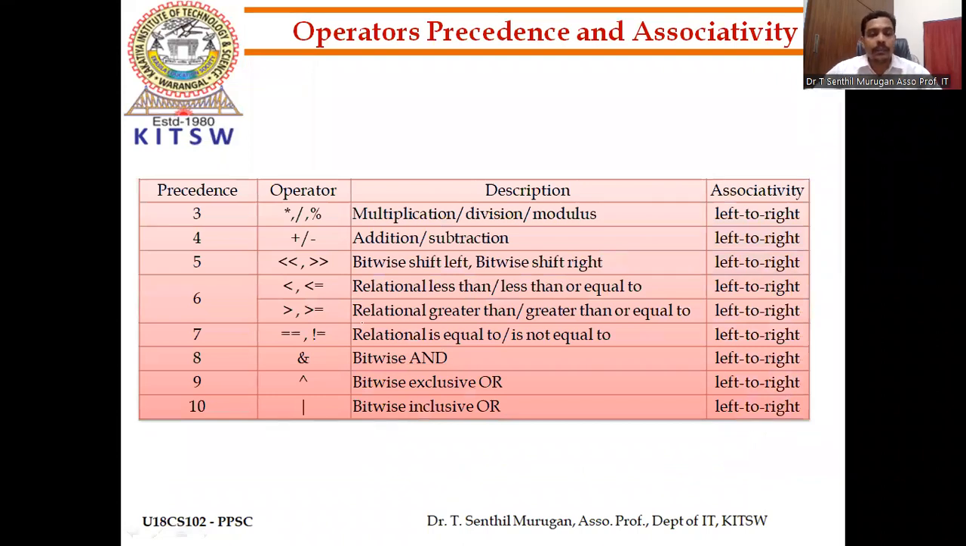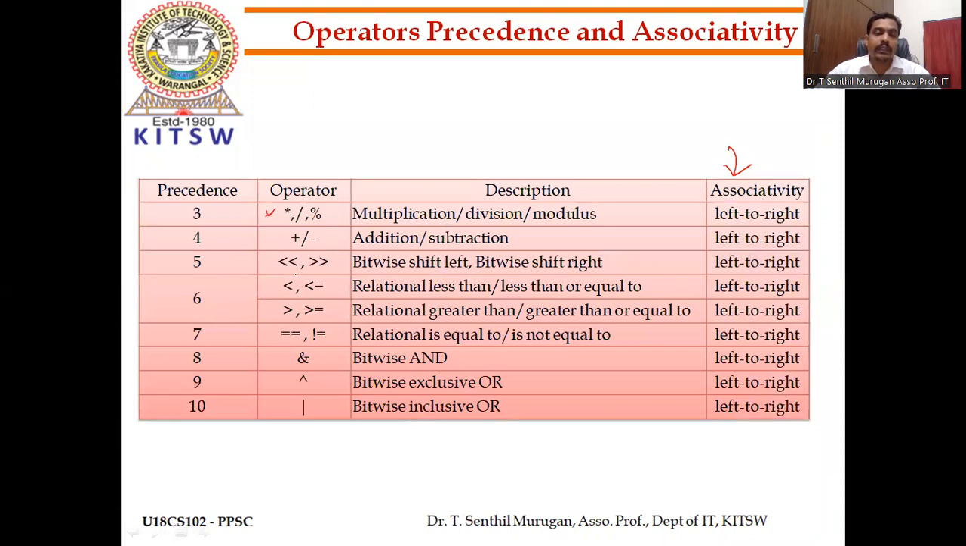The remaining individual operators are there. These are the arithmetic operators I told you about. Multiplication, division, and modulus operators have precedence 3. If the same operators come, we evaluate from left to right. So here all the precedences work from left to right.